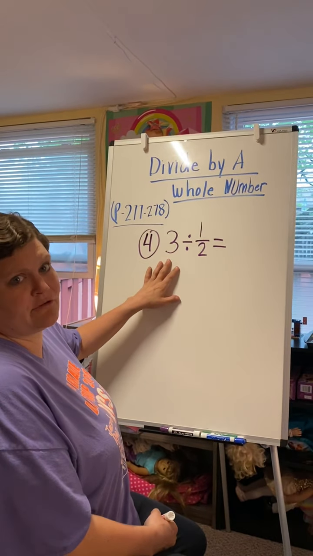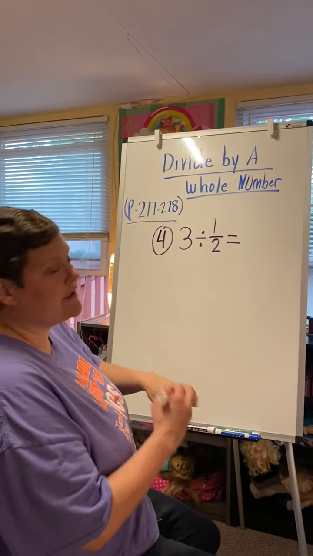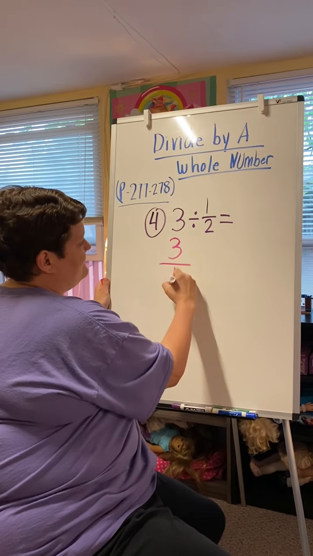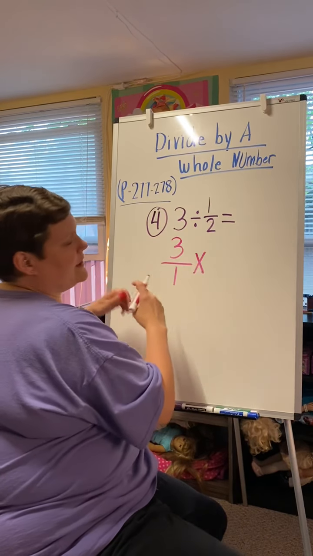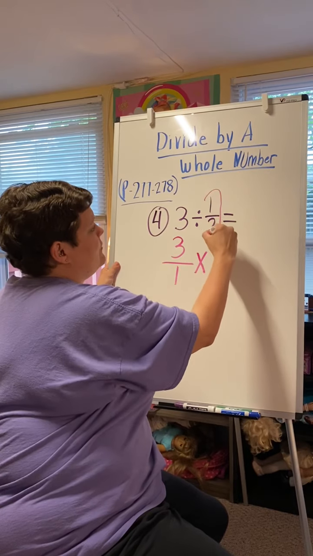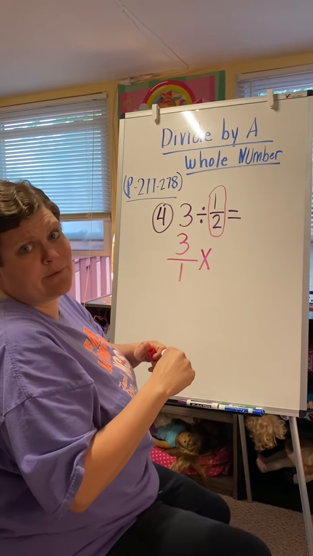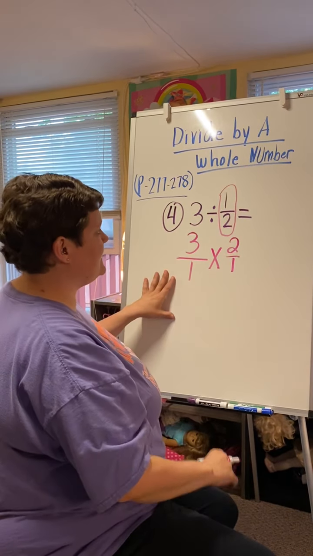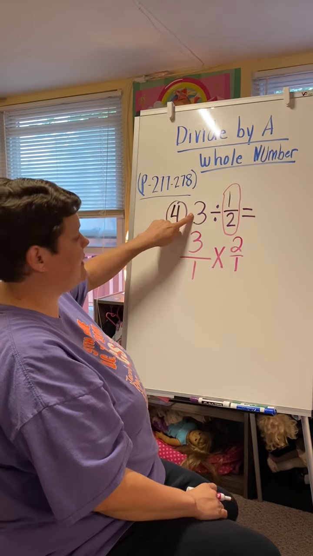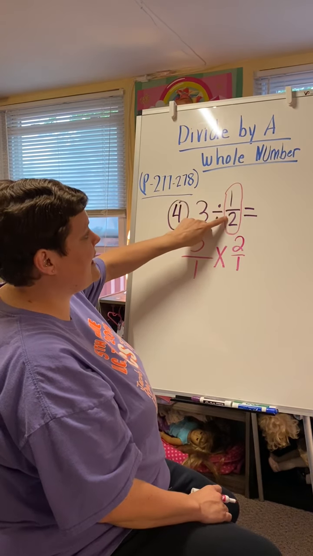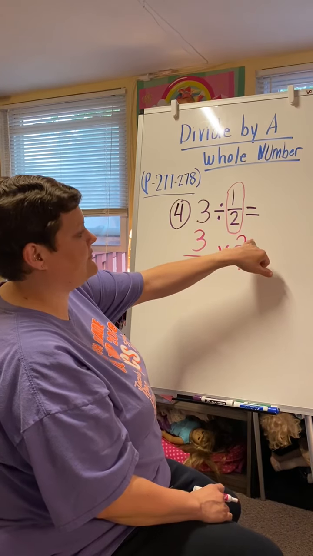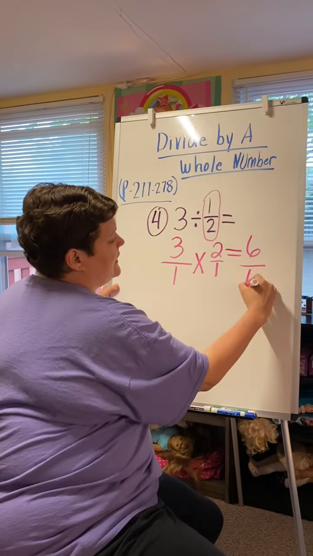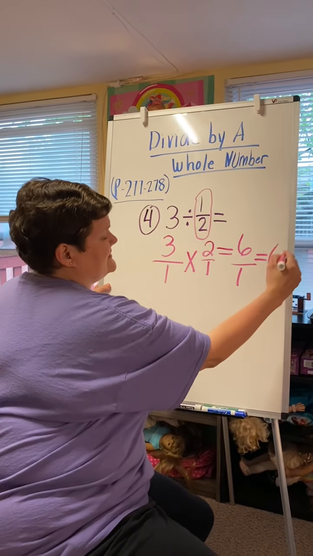Our first problem here is 3 divided by 1/2. What we're going to do is write our number 3 down and put it over 1. Then we're going to make this a multiplication problem, and we're going to have to flip our 1/2 into 2 over 1. So what I did again is I just took this whole number here and put it over 1. Then I took my 1/2 and I flipped it around and it became 2 over 1. So 3 times 2 equals a 6 over 1. So we know that my answer is just 6.